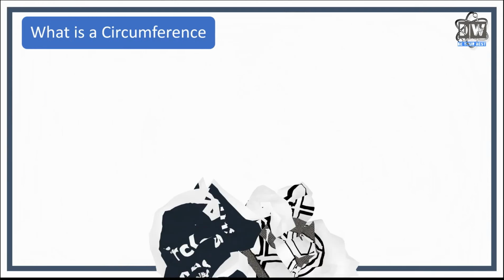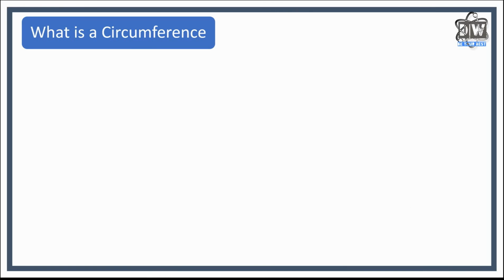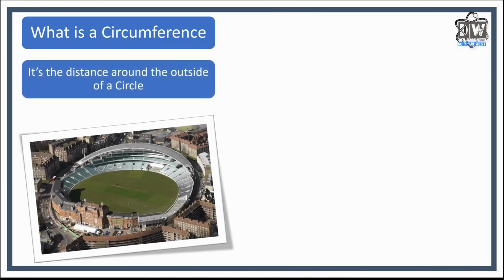So let's just go over some basic things if you don't already know. What is circumference? It's the distance around the outside of a circle. Now I know this is an oval shape, but it's the best I could get, so please give me some credit for that. And if you play cricket, you'll understand that the outside of the shape there is the boundary line in cricket, and it's the distance you would take when you walk around that shape.